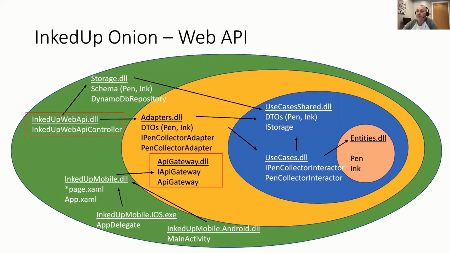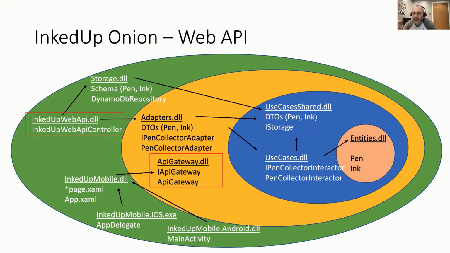If we create a web API, which is a RESTful web API project, it now creates the concrete instance of the storage, so the DynamoDB repository, and injects that into the adapter, which we still haven't changed, same adapter, same use cases, same entities, but all of that now is running in the cloud. And the only thing that would be running on the device is the mobile application, and we've had to add in our adapters there an API gateway.